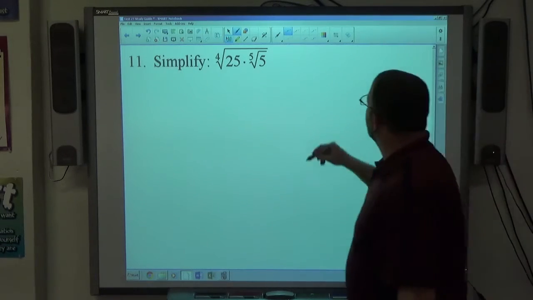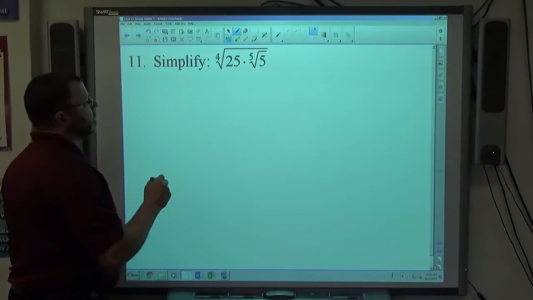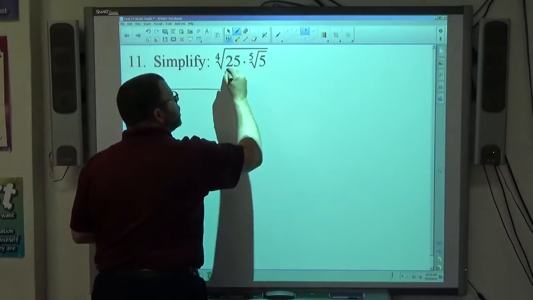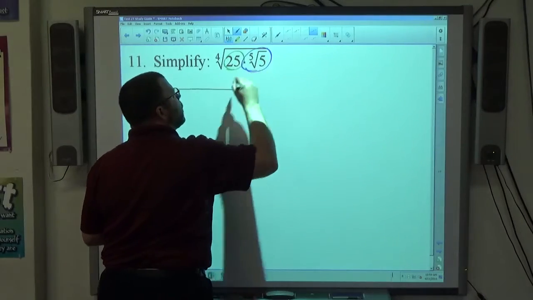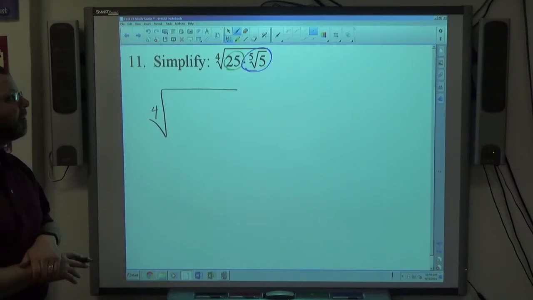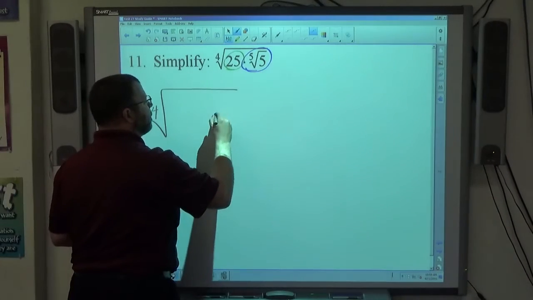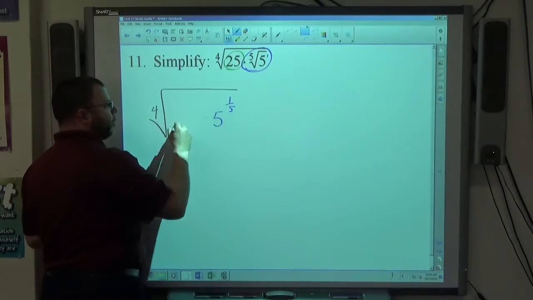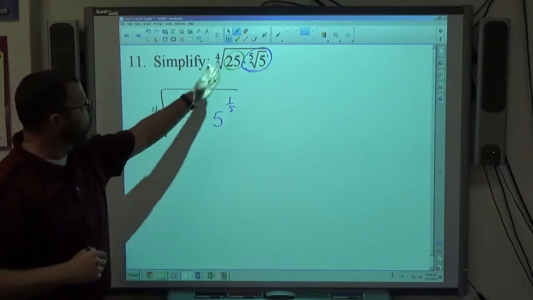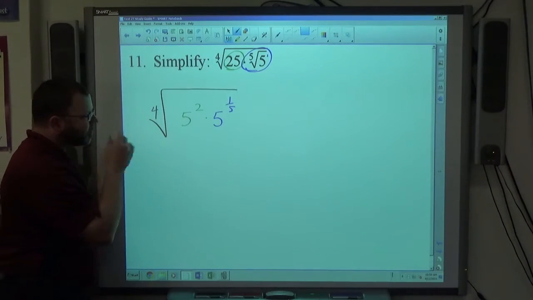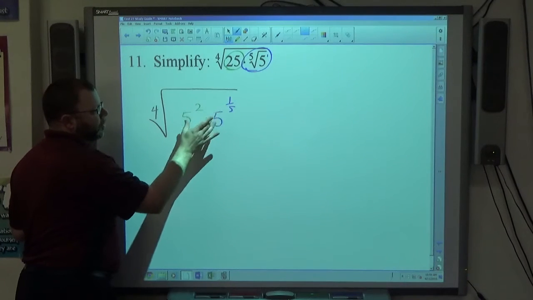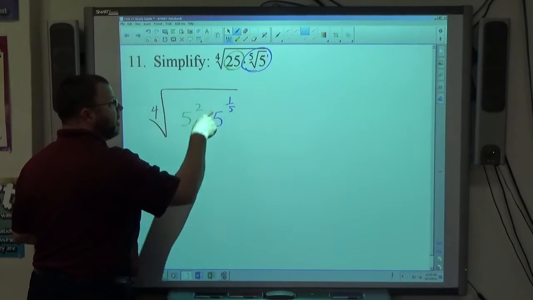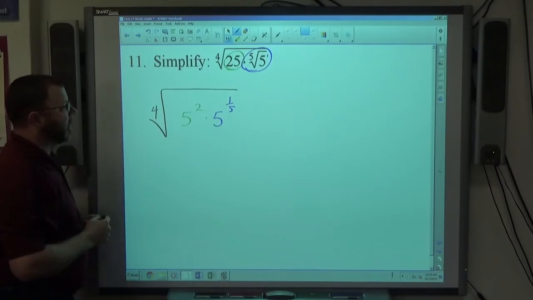Number 11, the 4th root of 25 times the 5th root of 5. So first priority on this, you want to leave the 4th root as it is. 25 and the 5th root of 5 are both going to be written as a number to a power, specifically the same number to a power. Starting with the blue, that's obviously 5, and that's 1/5 power. For 25, I know 25 is 5 squared. Those are being multiplied together. It's very important they have the same base raised to a power, so you get them both same number raised to some power to represent each of them. So 5 squared is the same as 25. 5 to the 1/5 power is the same as the 5th root of 5.